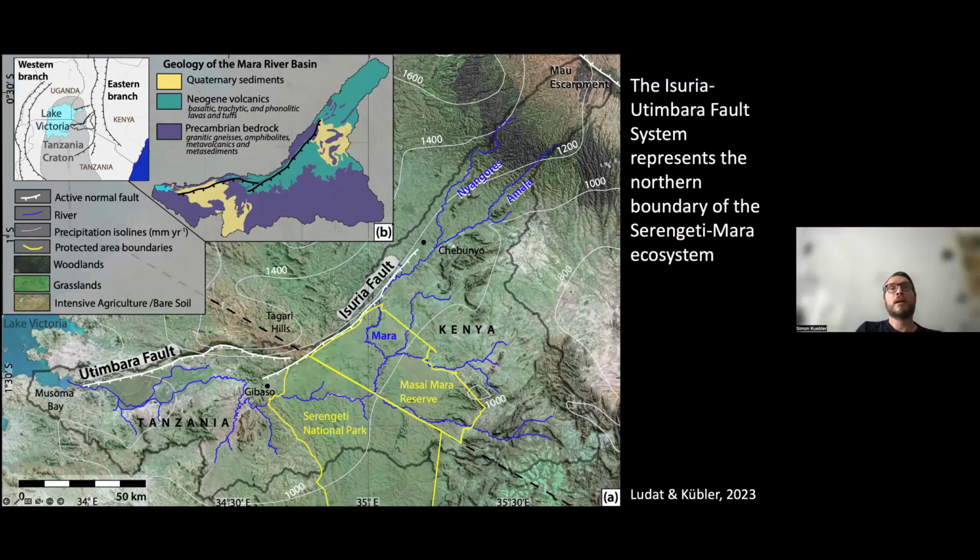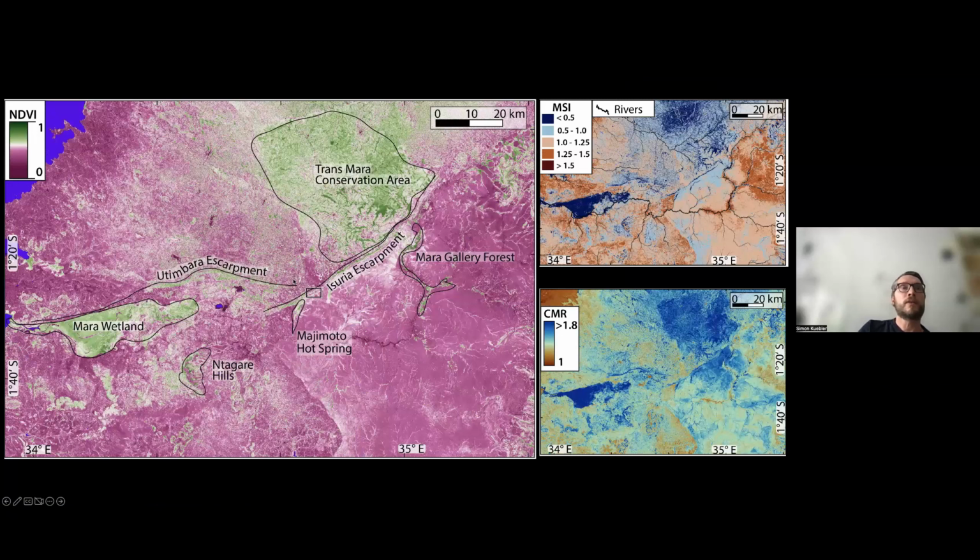So again, an NDVI image on the left-hand side. Vegetation in green, bare soil in purple. This is a 5-year mean estimate of the vegetation coverage of that region. You can see that there are some stable spots of vegetation in that region. Some of them are not related to fault activity, but most of them are.